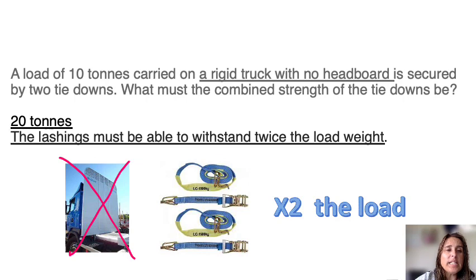A load of 10 tons carried on a rigid truck, remember, not moving so well, with no headboard, so the truck doesn't have a headboard, is secured by 2 tie-downs. What must the combined strength of the tie-downs be? 20 tons. The lashings must be able to withstand twice the load of the weight.